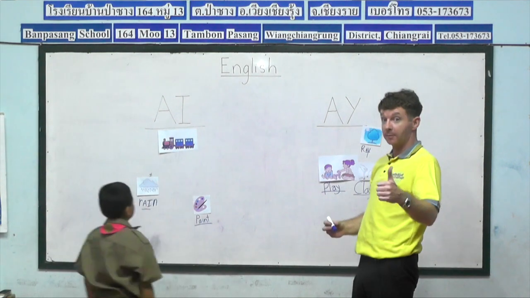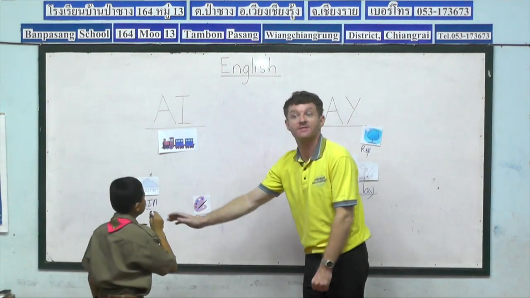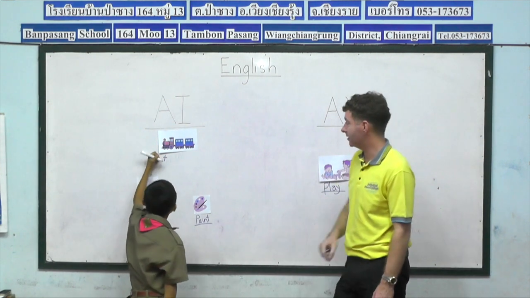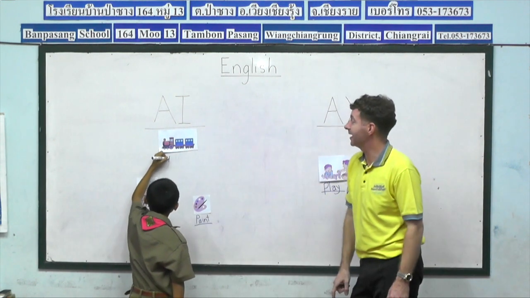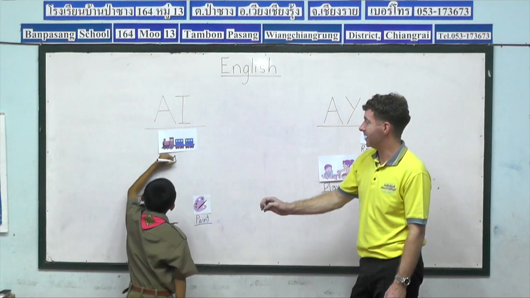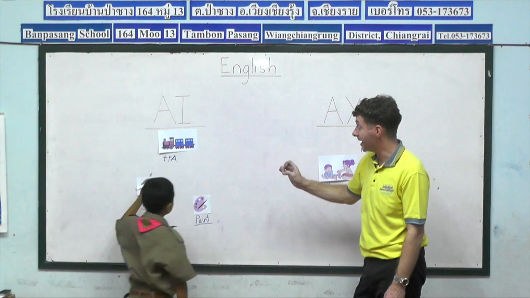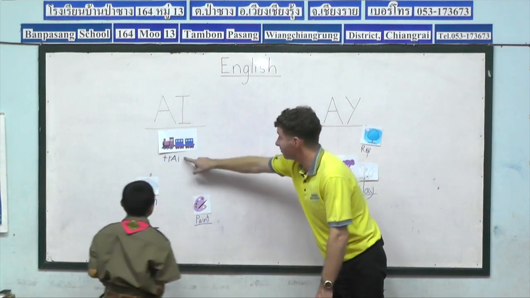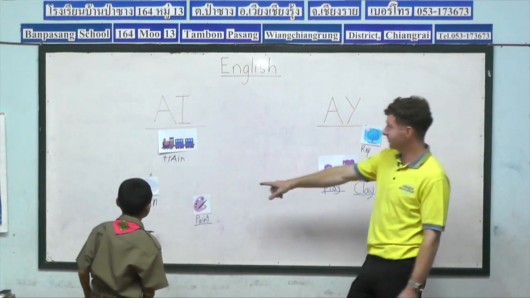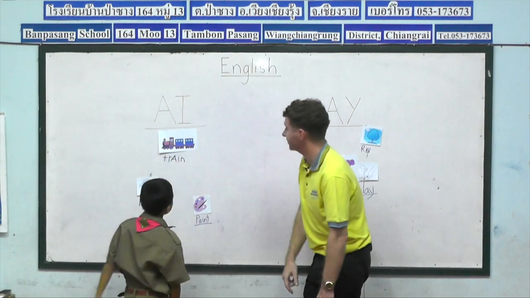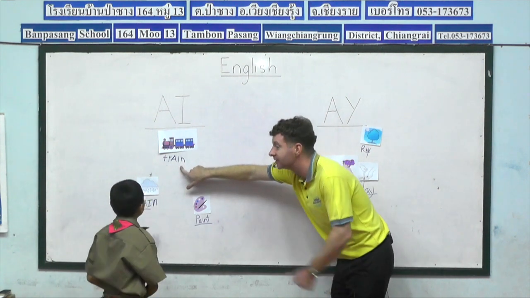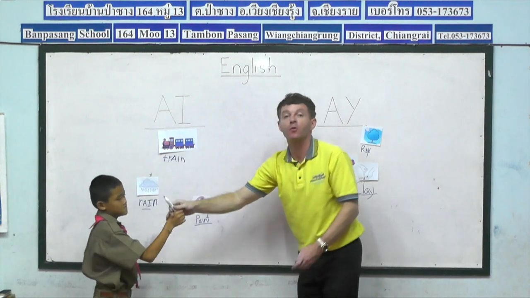Excellent. And then we'll help Chu spell together. So first, T, R, tr, R, and then A, A, I. Well done, Chu. And then the final letter, N, for train. Excellent. Just bring that down a little bit more. That's perfect. So what's the word, guys? Train. Chu? Train. Perfect. High five. Big round of applause for Chu.